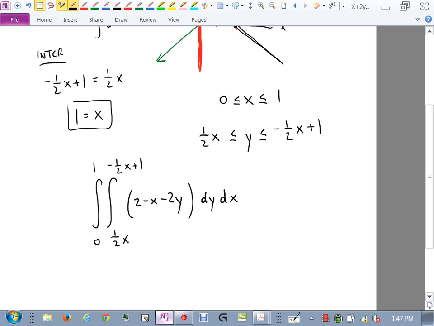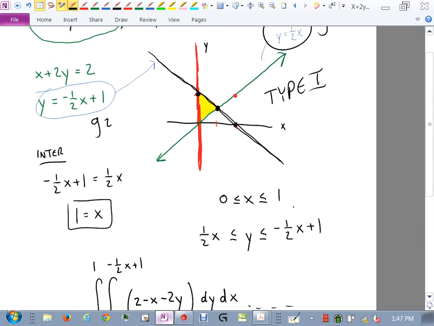Does all that make sense? And then you could figure out the rest. Now, you may argue that there's an easier way to find the volume of a tetrahedron, other geometric approaches, but that's just to show you how you could do it with a double integral. All right? No questions? Yes?